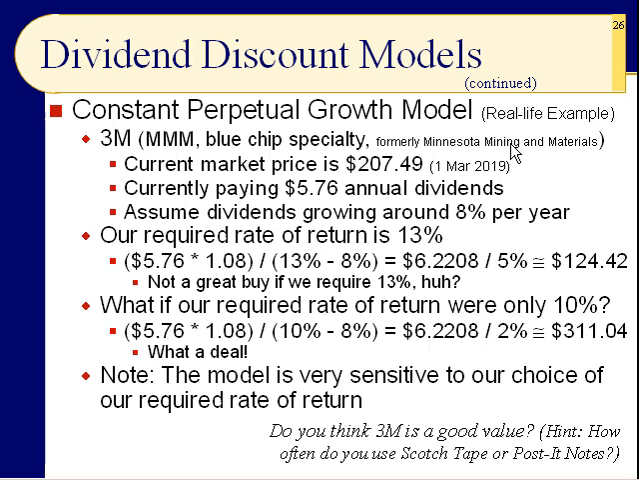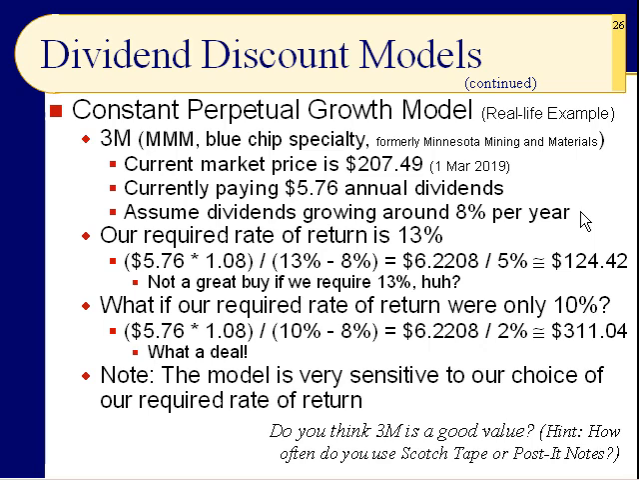3M changed their name back in the 60s when it was Science and the Modern World in the Atomic Age. For many years, they were Minnesota Mining and Materials. That's where you get the 3M. And the current market price as of March 1st is $207.49. And they're currently paying $5.76 in annual dividends.